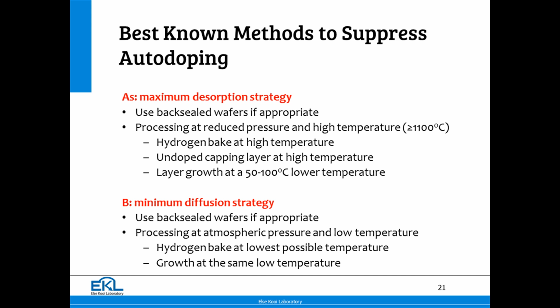Boron, entirely different. Boron is a very quick diffuser, so what you should do is avoid boron coming in contact with the wafer. How do you do that? Low temperature. Backsealed wafer and the lowest temperature possible. And then in order to decrease the mean free path, processing at atmospheric pressure has a slight advantage over processing at reduced pressure. Low temperature, hydrogen bake at the lowest temperature, and grow at the same low temperature.